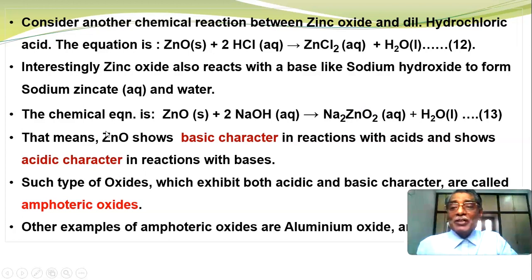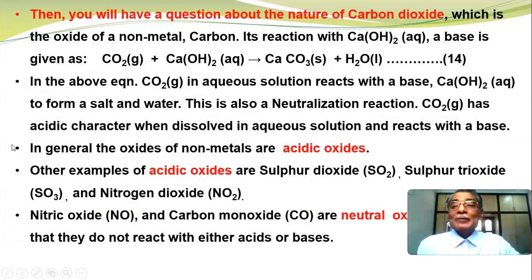That means zinc oxide, ZnO, shows basic character in reactions with acids and shows acidic character in reaction with bases. Such types of oxides which exhibit both acidic and basic character are called amphoteric oxides. Other examples of amphoteric oxides are aluminum oxide and lead(II) oxide.